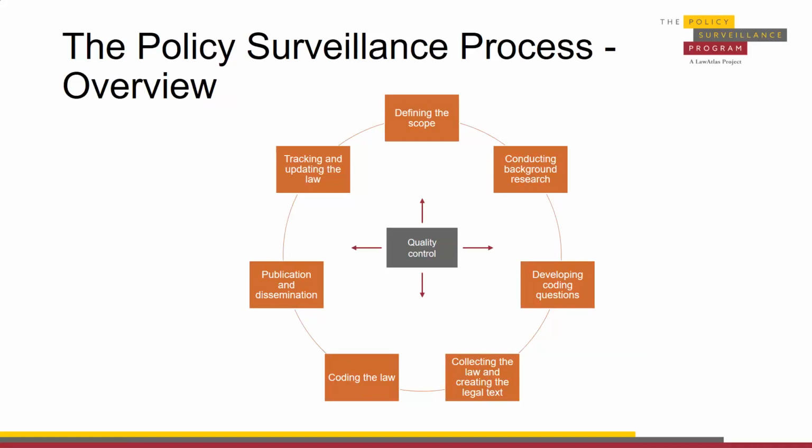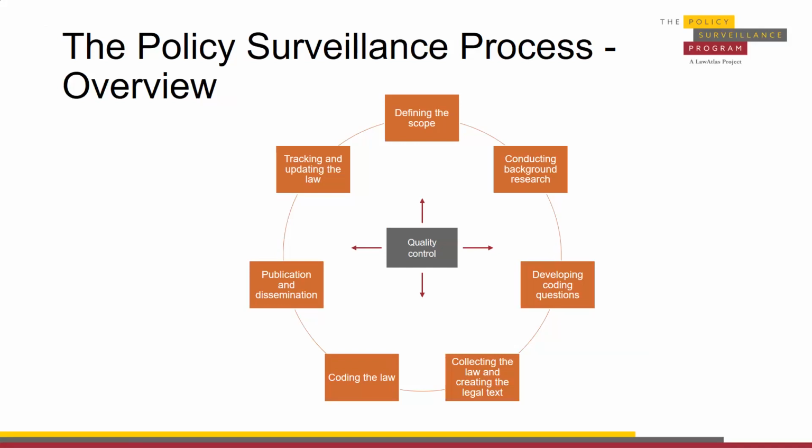You'll notice that quality control is in the center of this circle. This is because there are quality control measures that are implemented at every step in the process, and this heightened quality control is what makes the policy surveillance process a scientific approach to collecting law. The transparency and replicability that is provided by a detailed research protocol, also part of our quality control operation, which we'll get to in a few minutes, are key elements of policy surveillance's unique approach to legal mapping.